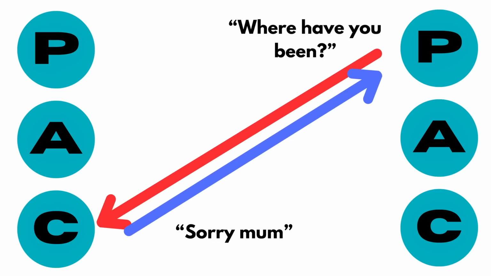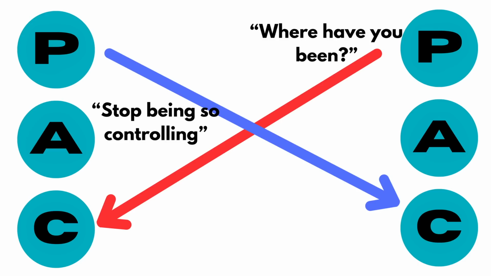Imagine a teenager comes home late and their parent says, "Where have you been? I've been worried sick." Parent to child. Instead of responding from the child state with an apology, "Sorry, mum," or an explanation, the teenager responds from their parent state with, "Oh, stop being so controlling and paranoid." This crosses the transaction. Parent speaks to child, but gets parent back instead of child, and that leads to conflict.